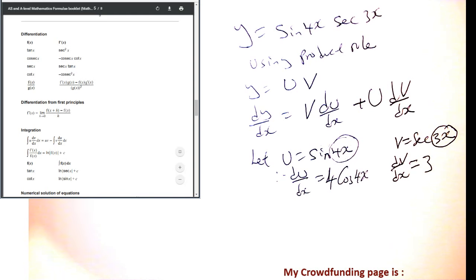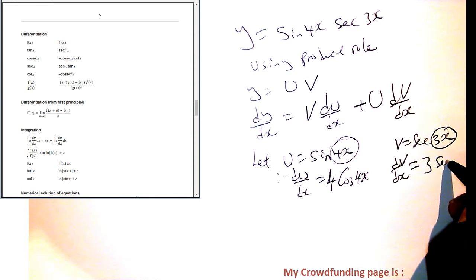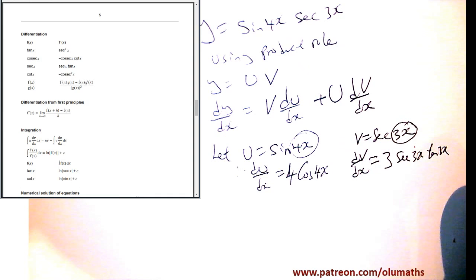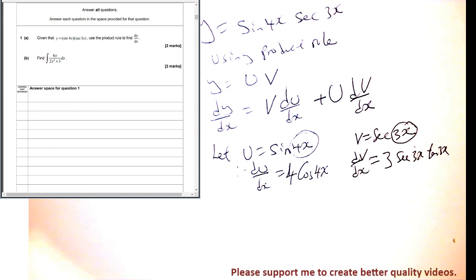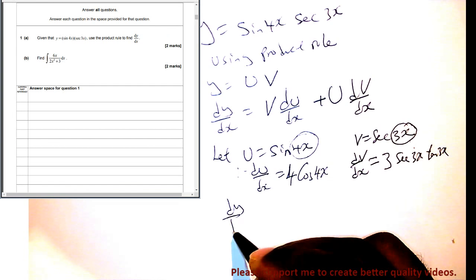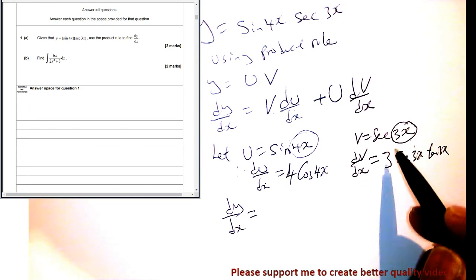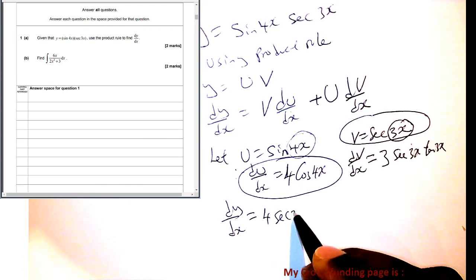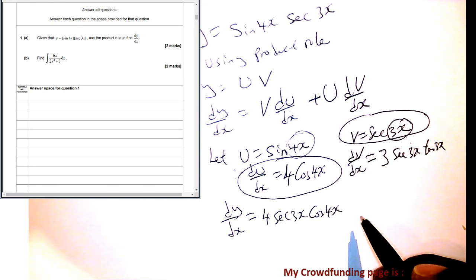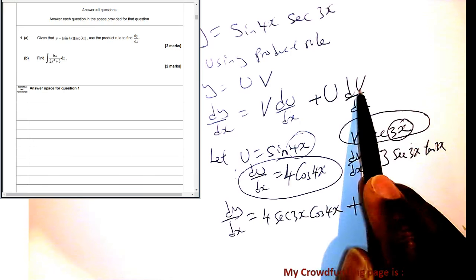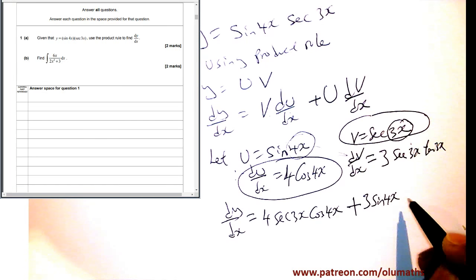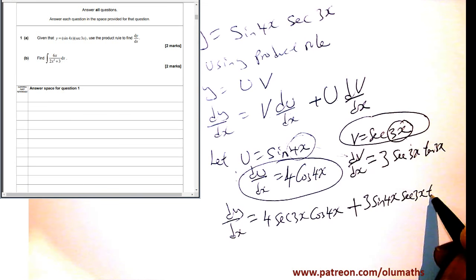Derivative of sec is sec x tan x, so easy. So that's sec 3x, because it's whatever that function is, tan 3x. Sec of the angle, tan of the angle, that's what it was. Okay, and therefore dy over dx is going to be v times du dx, so that's this times that, and that's 4 sec 3x cos 4x, and you have plus u times dv over dx, so that's 3 sine 4x sec 3x tan 3x.